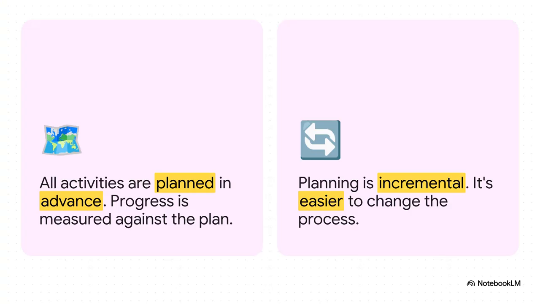This is the core debate: plan-driven versus what we call agile. And here's the best way to think about it. A plan-driven process is like building a house with a complete architectural blueprint. Every single wall, wire, and window is planned out before you even dig the foundation. Success means sticking to that blueprint. On the other hand, an agile process is more like building one perfect room, living in it for a bit, and then deciding what the next room should look like based on what you've learned. Here, the ability to change your mind is the most important thing.